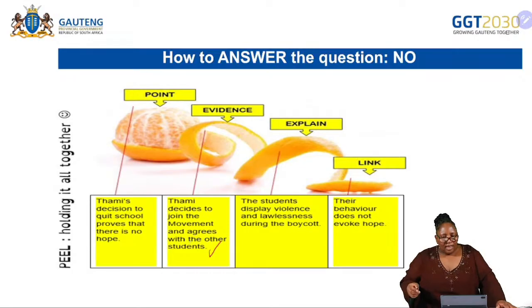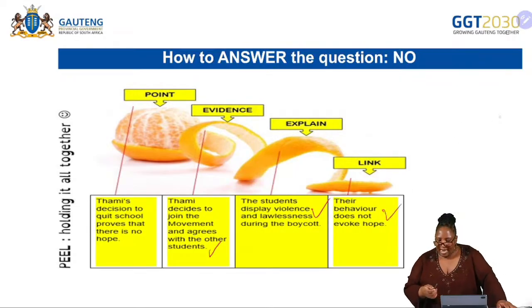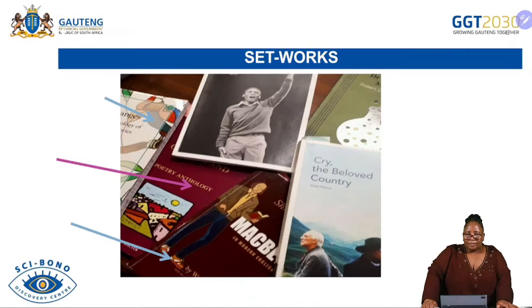Explanation: the students display violence and lawlessness during the boycott. Their behavior does not evoke any hope. So that's how we deal with open-ended questions.